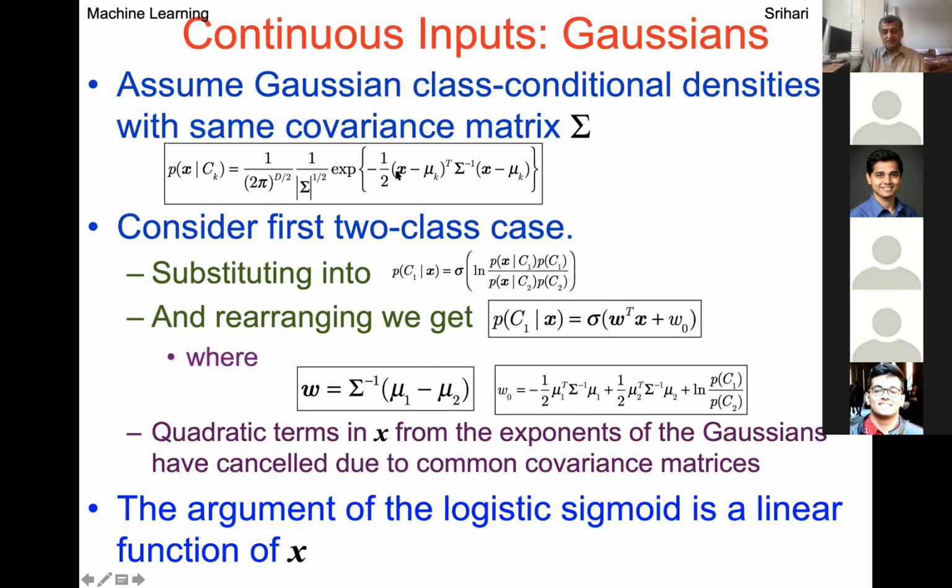So the quadratic terms in x have cancelled due to the common covariance matrices. There is no quadratic term. Quadratic comes about when you have x times x, right? There are x squared terms in the Gaussian, but those all get cancelled out. And the argument of the logistic sigmoid is a linear function of x.